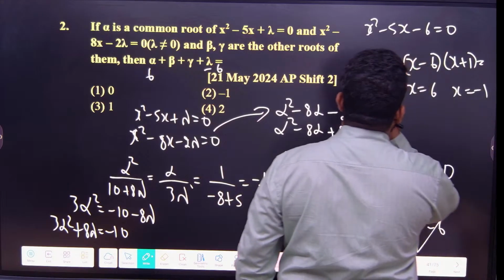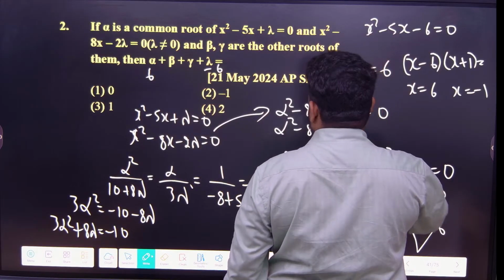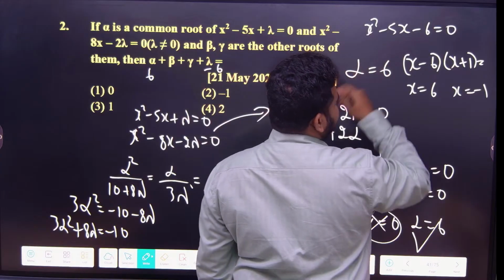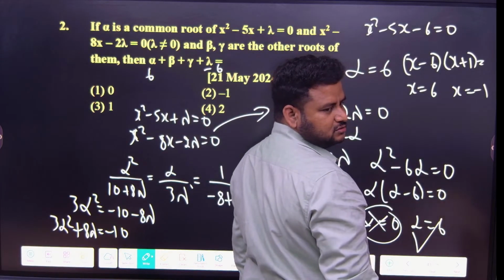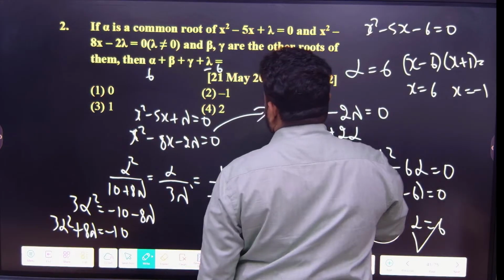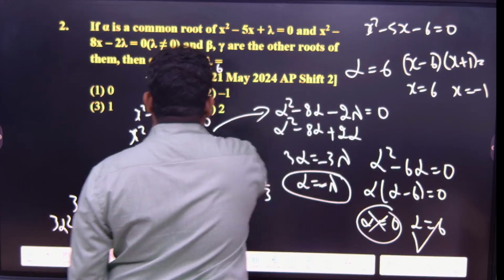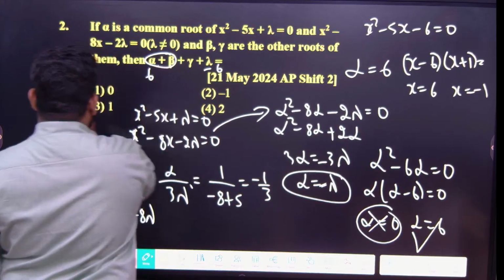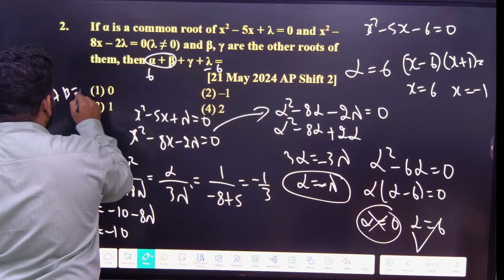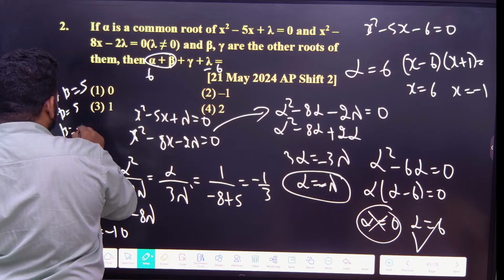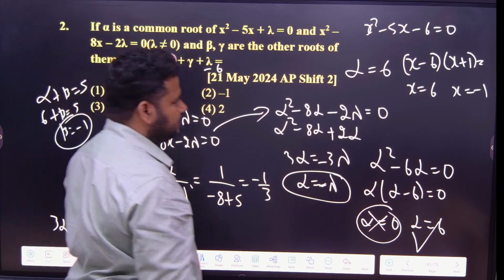So see here. If I take alpha plus beta, that is the sum of the roots, minus b by a. Alpha plus beta is 5. See here, alpha plus beta is coming out to be 5. But alpha is 6. Alpha 6 plus beta is equal to 5. So beta is equal to how much? Minus 1 we will get. Beta is equal to minus 1.